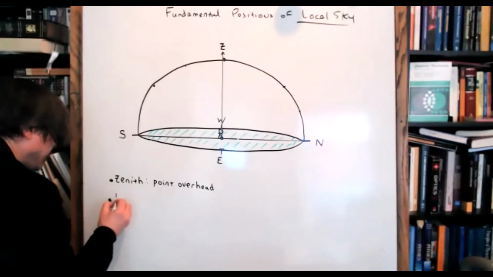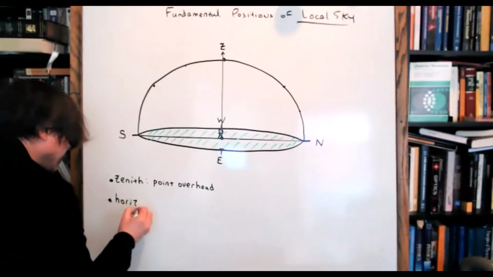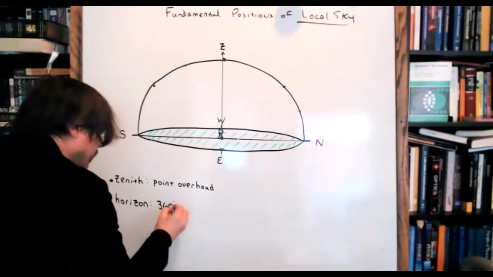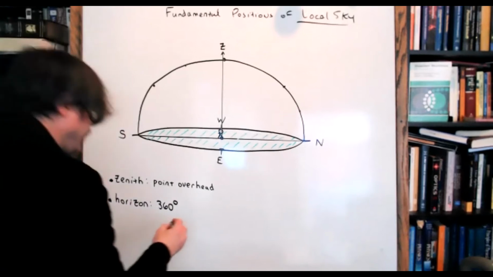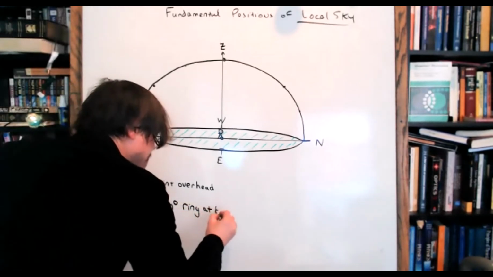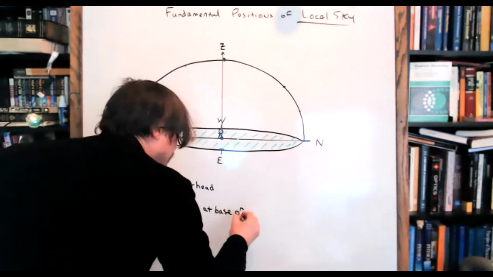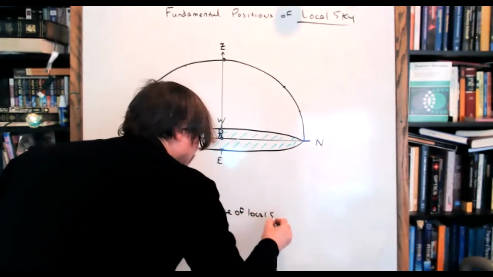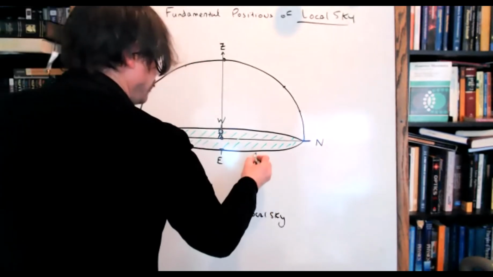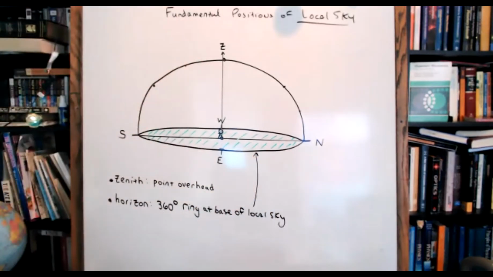We can also take a moment to define your horizon. The horizon is a 360-degree ring at the base of the local sky. So that means that ring, that oval that we drew there, that's your horizon ring.